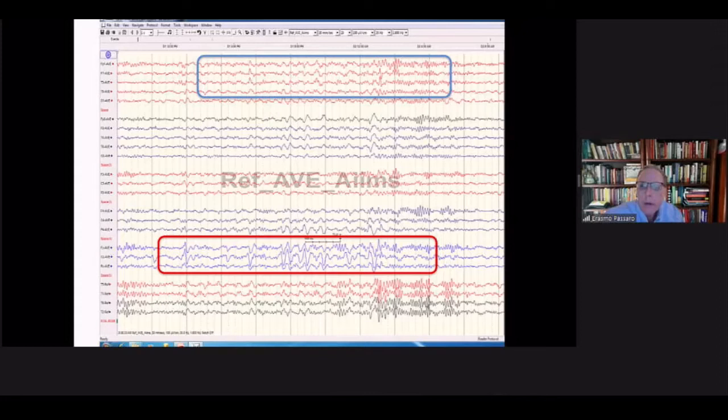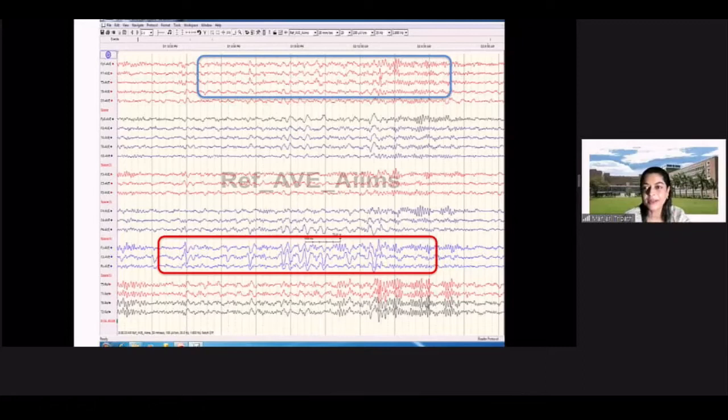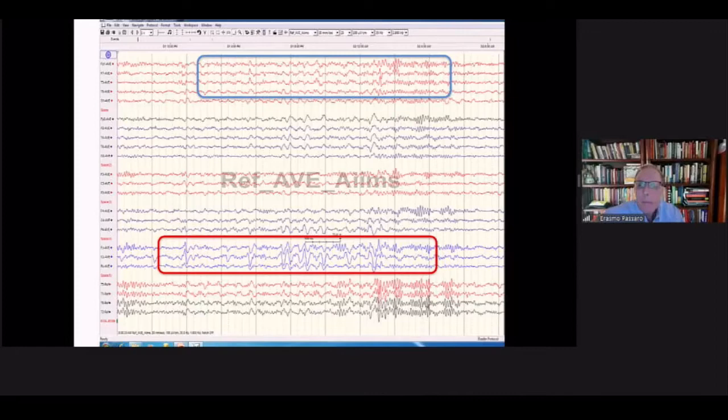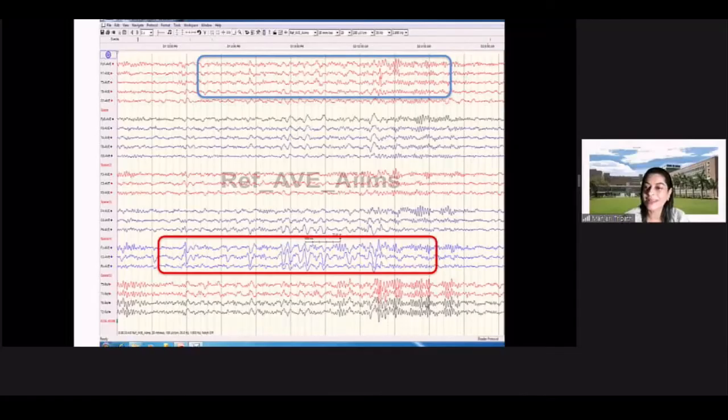I agree that with one epoch it's difficult to say, and we would love to have time enough to discuss the whole EEG, but this was essentially the finding which was there. So yeah, and definitely she's in sleep. So shall we move on?